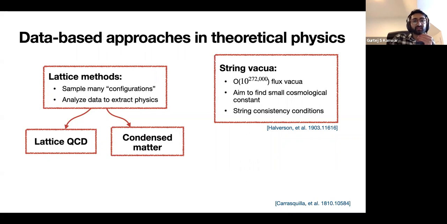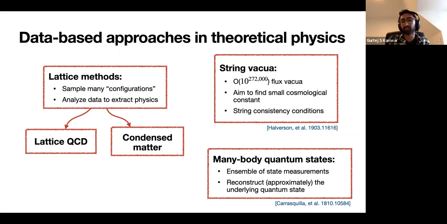But this is not isolated in the world of theoretical physics. Such large data analyses also appear, for example, when studying string vacua. Certain studies have shown that there are on the order of 10 to this very large number, 272,000 flux vacua. And out of that, one aims to understand something about the structure to find vacuum configurations which mimic the real world and also satisfy some string consistency conditions. So this is a large data problem.